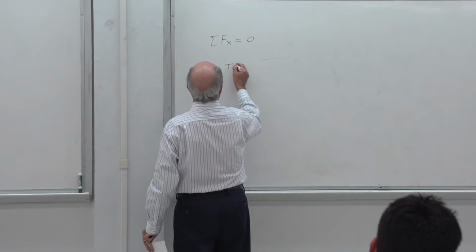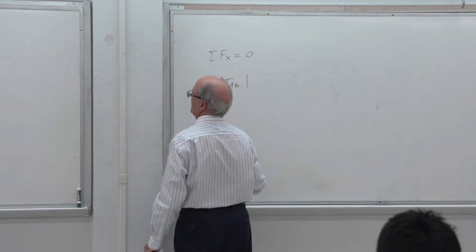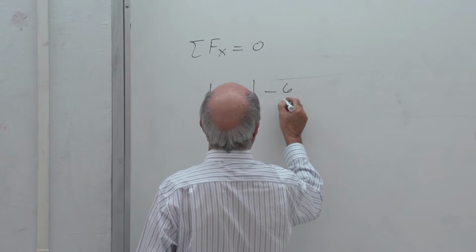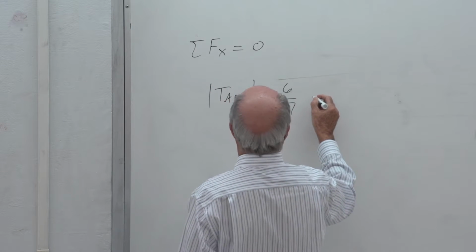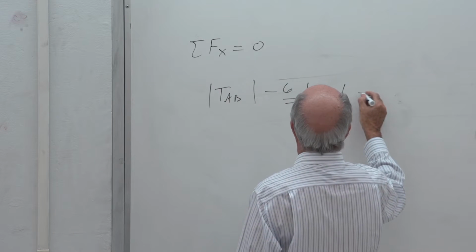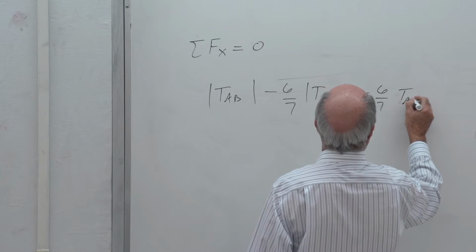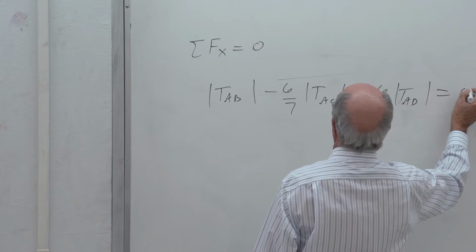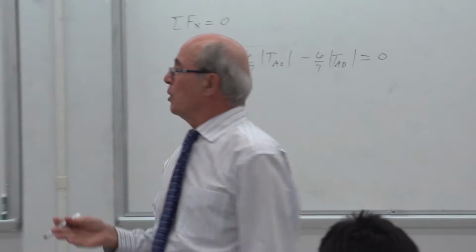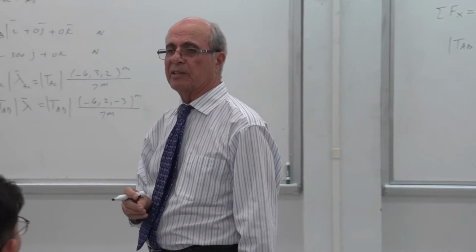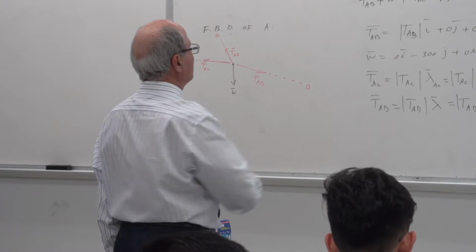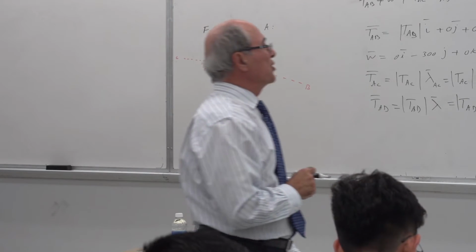That means from the first one, magnitude of TAB, whatever that is, plus the second one is 0, from the third one, which is minus 6/7 of TAC, and from the last one, minus 6/7 of TAE. Together, whatever their number is, must be equal to 0. That's one equation, but it has 3 unknowns in it. Is that correct or not? Yes? Did I do it correctly? 1, 2, and 3. Correct. Yes? Then you come to the second equation.